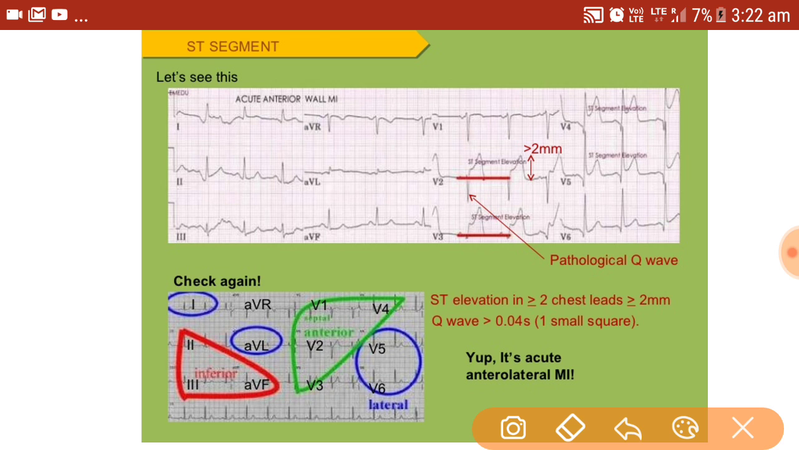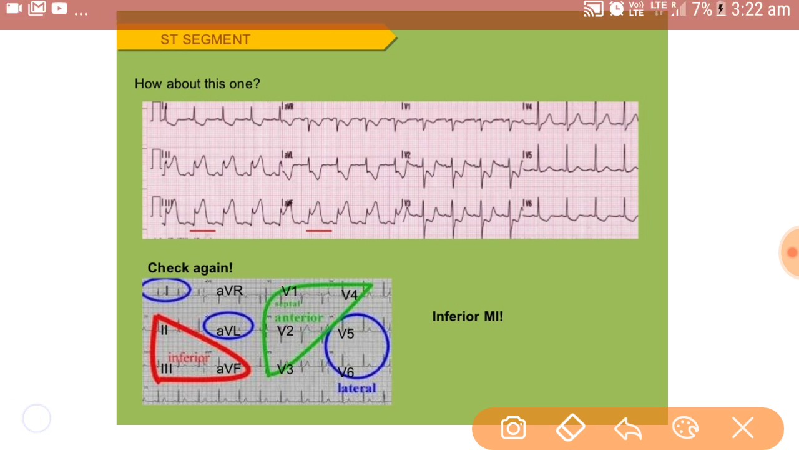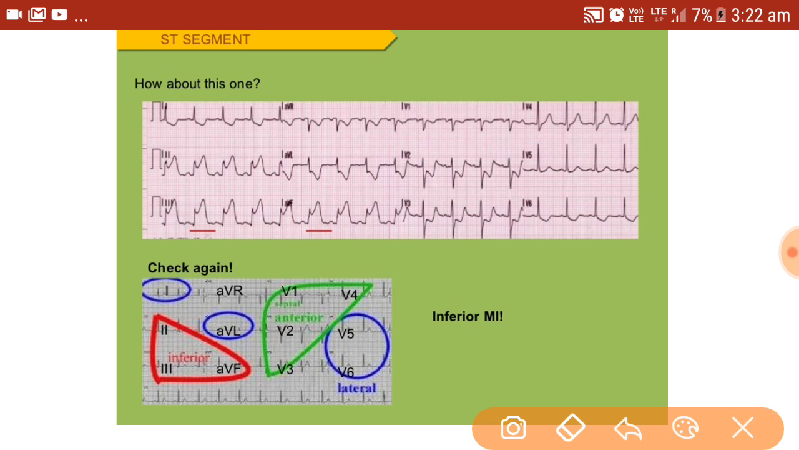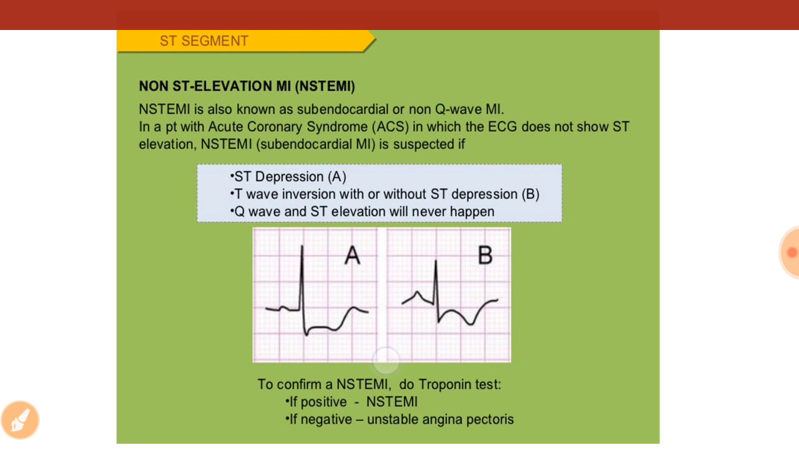Now tell me this part, which MI is this? Here you can see the ST elevation in two leads, V1, V2, V3 and all. So this is for anterolateral MI. I'll show you one peculiar inferior MI where you get it in lead aVF, lead 2 and lead 3. So this is particular for inferior MI.